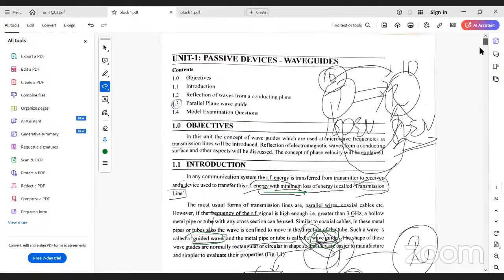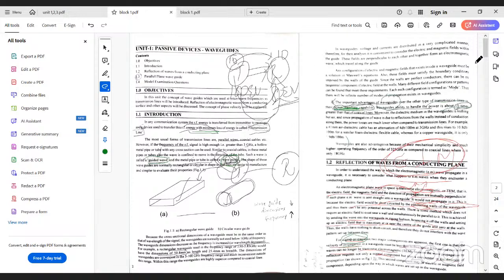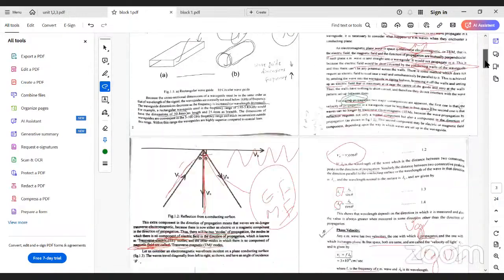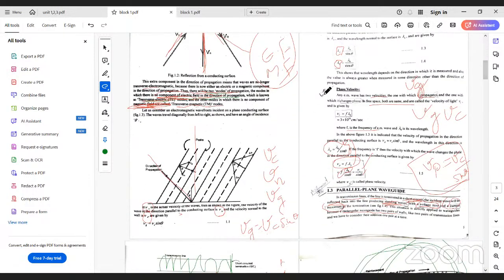We discussed phase velocity. Vp is equal to Vc by sin theta. Vp equal to Vc by sin theta. That you have to write here. When asked what phase velocity is, you have to write this whole part. This is another short question.